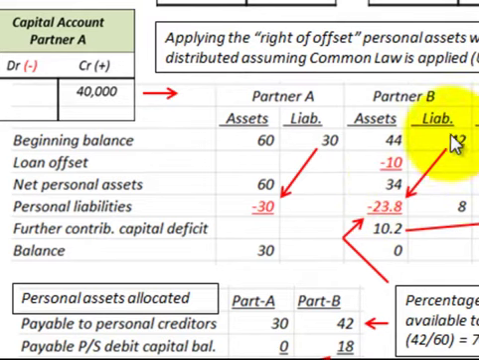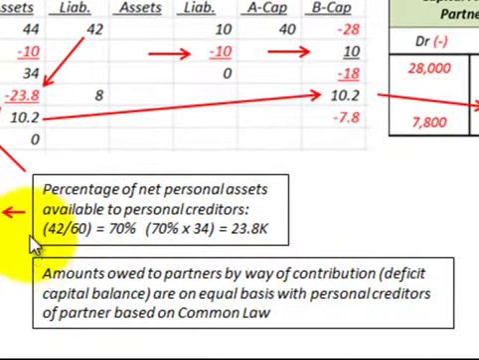We have a liability amount of $42,000, but we're going to calculate this personal liability to be $23,800. So let's go down and look at how we do that. Now first off, the amounts owed to partners by way of a contribution or a deficit in the capital account are on an equal basis with the personal creditors of the partner based on common law. So the personal creditors plus the partner's deficit account are on an equal basis.